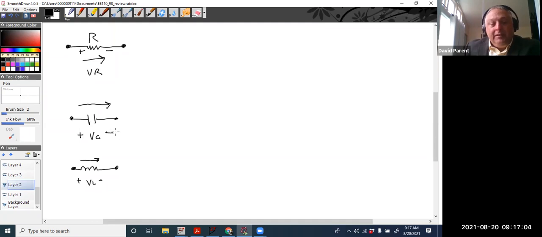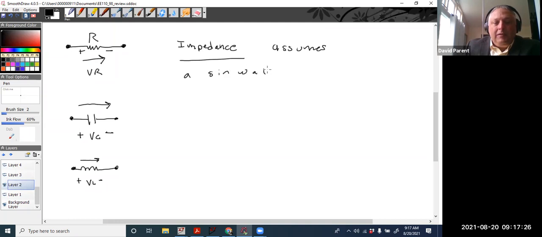But really, what we do is we look at impedance, which assumes there's a sine wave input, okay? And what we can do is ZR is resistance, right? The impedance of a resistor doesn't change with frequency, but the impedance of a capacitor does. Same with an inductor, okay?